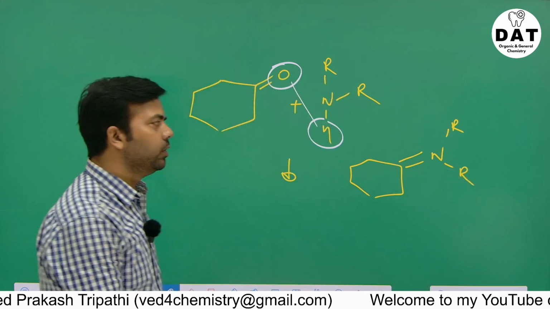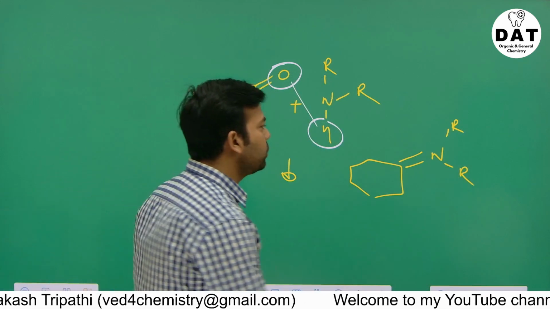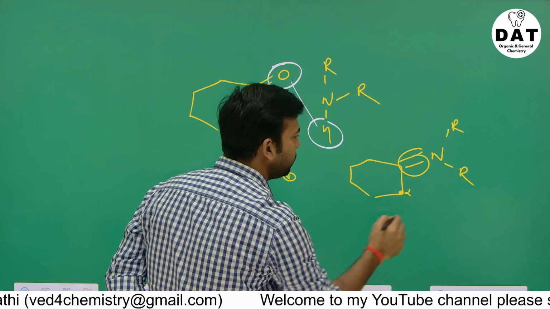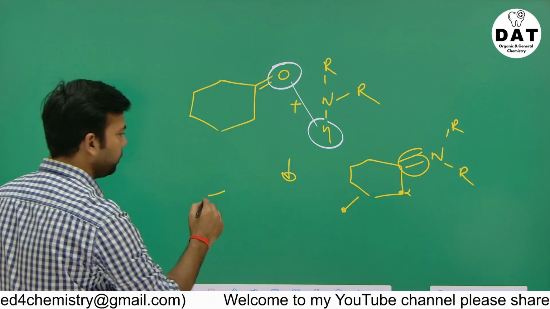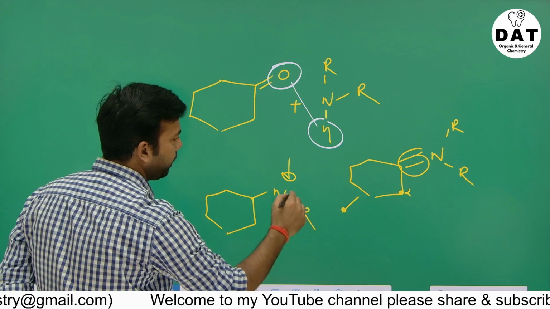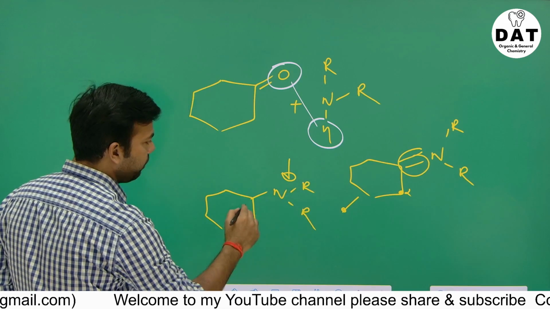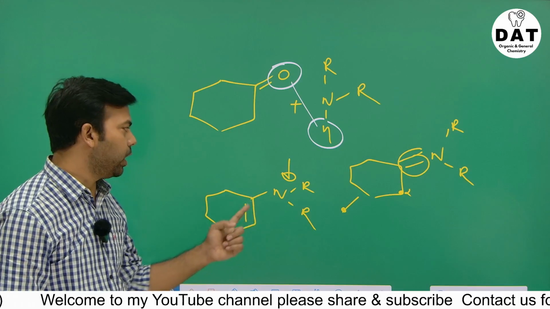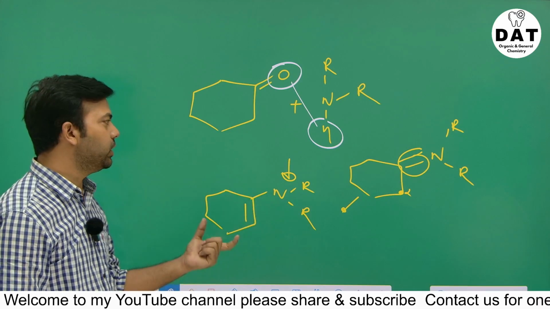Okay, now simple thing is that you have to shift this double bond to the neighboring carbon, the alpha position. So simply we can say in this way. Here we have, clear? So this is the final product, carbon double bond carbon and with the single bond nitrogen. This is enamine, okay?